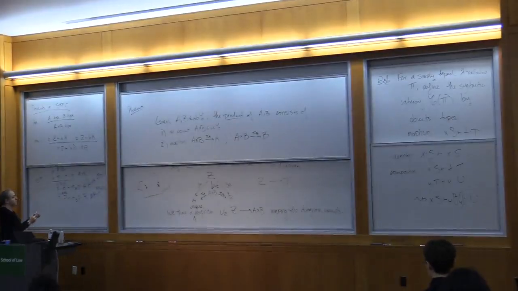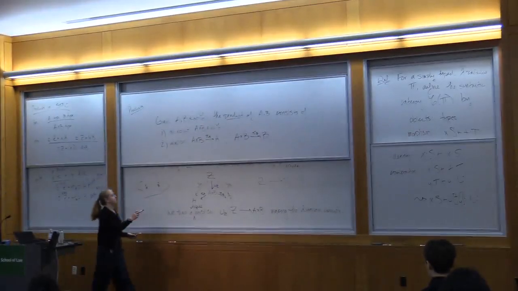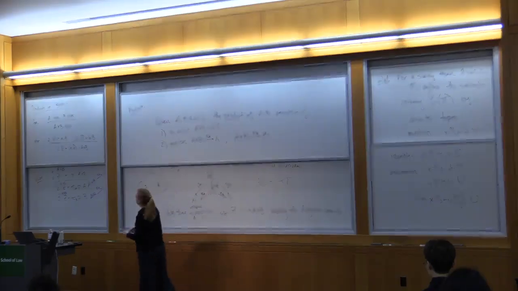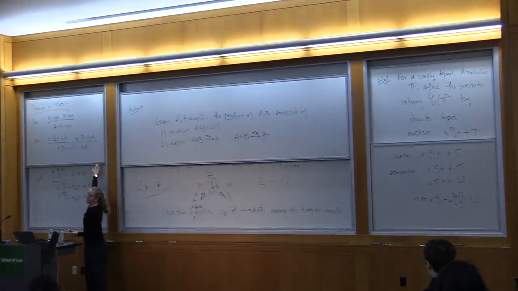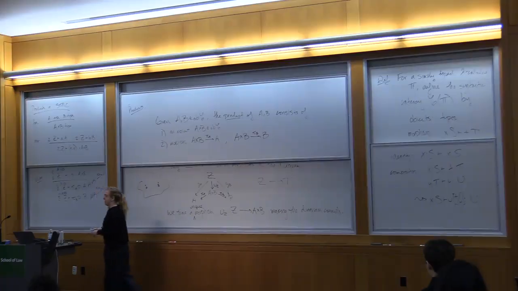And now I want to think about how do I get this U? I'll remind you that we picked something, the introduction rule. So how can I use the introduction rule to get the U?